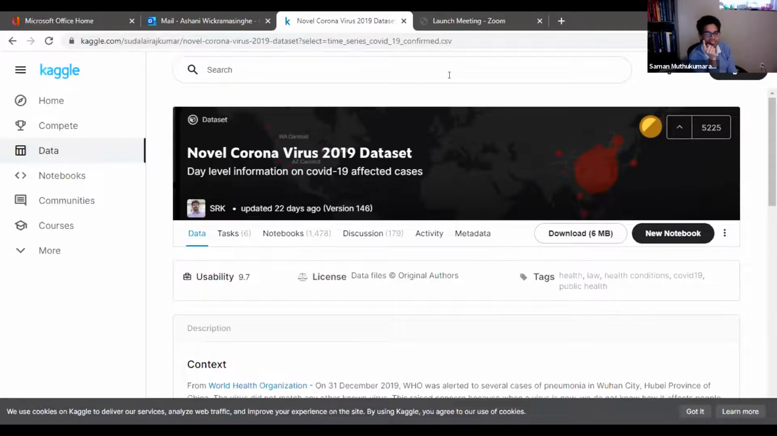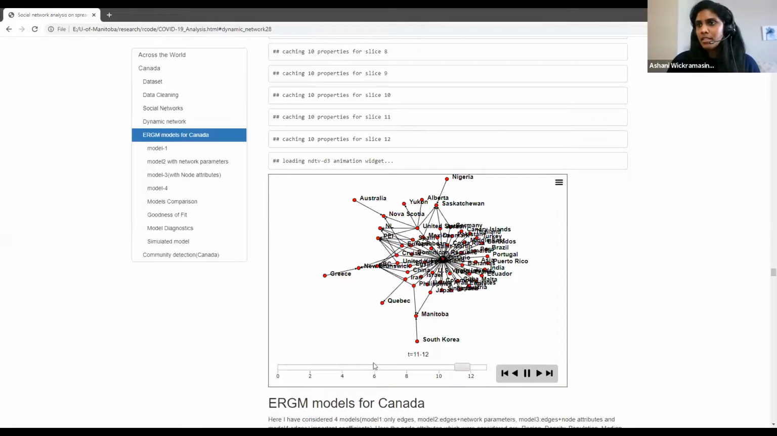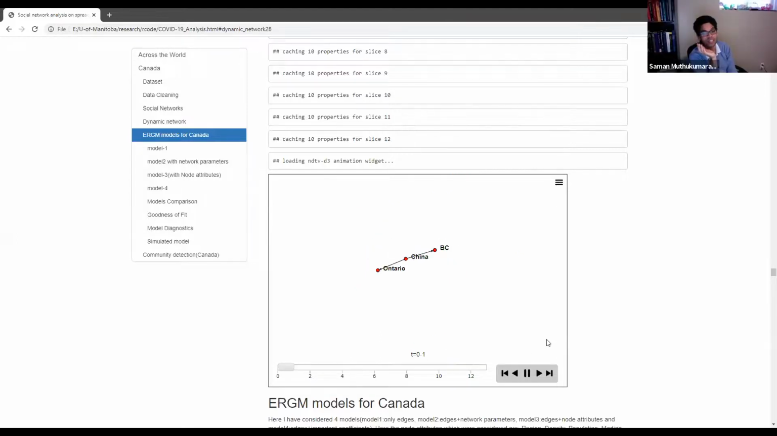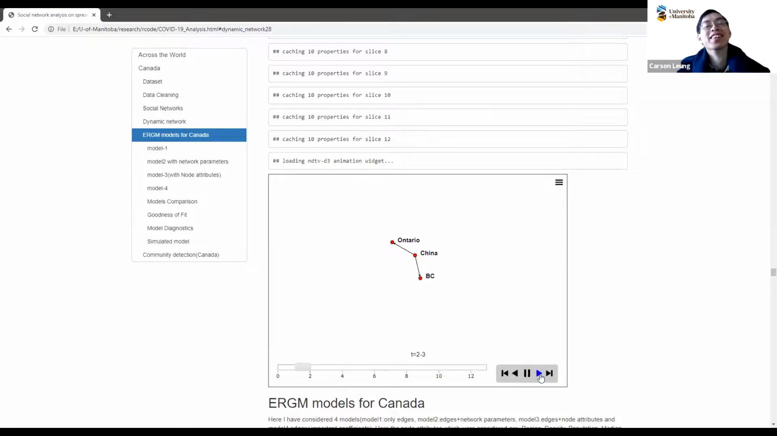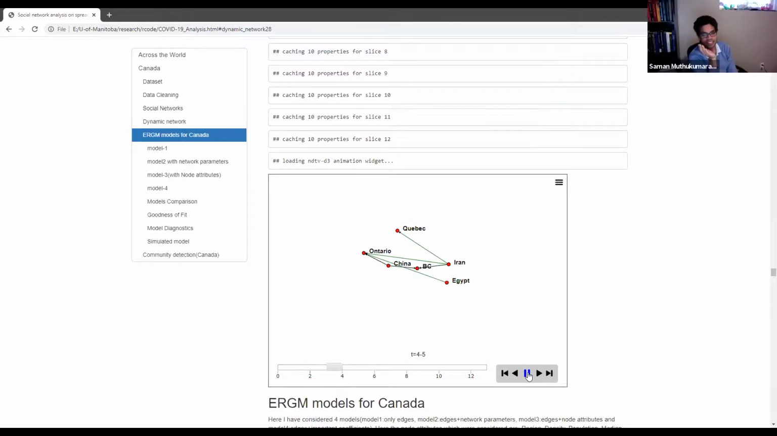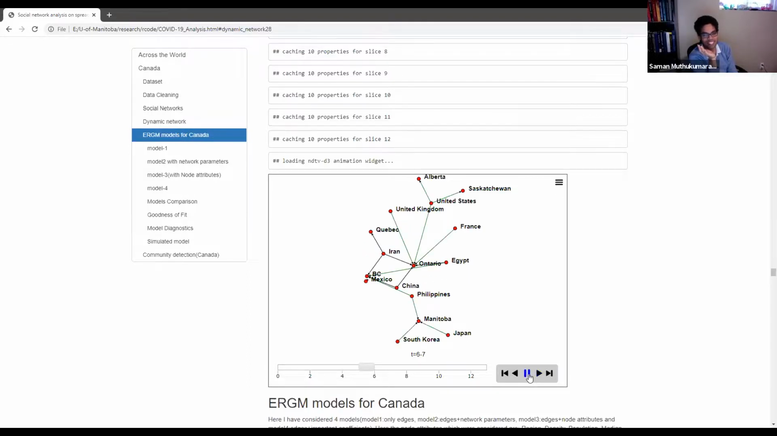I want to touch on, I think Carson asked that question, your dynamic plot, Ashani. If you can show that, especially the Canada one, that really shows the impact of not having control or restrictions on travel at an early stage, and how things got bad. Initially, it is just China, obviously because BC and Ontario have main airports, but then because there were no restrictions on travel, you see all over the place people were visiting, on transit or whatever reason.